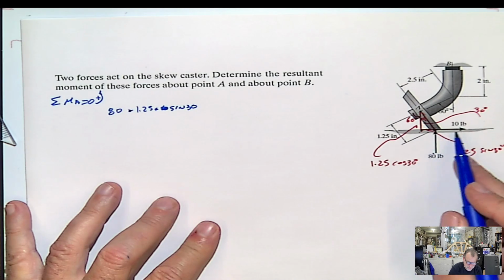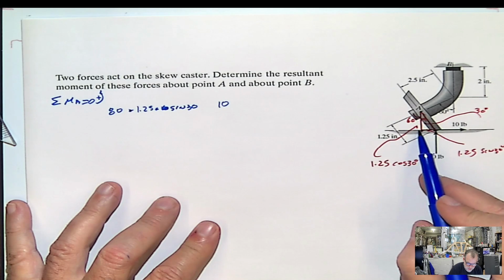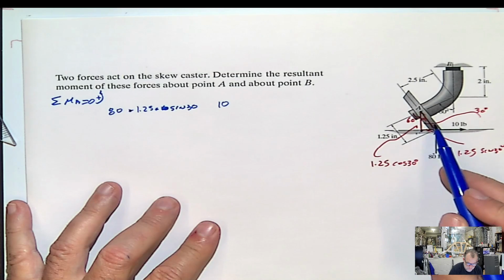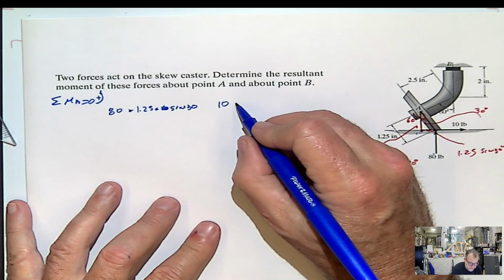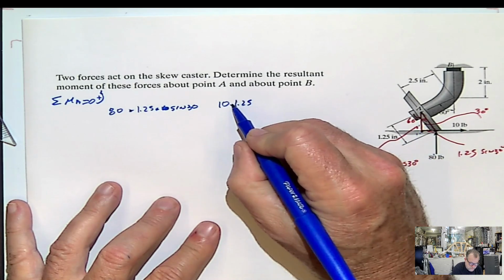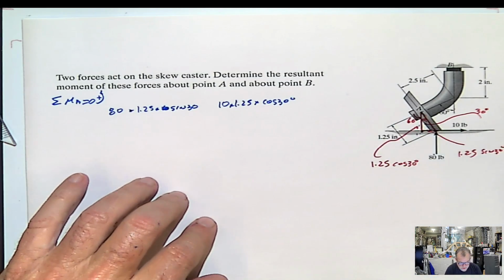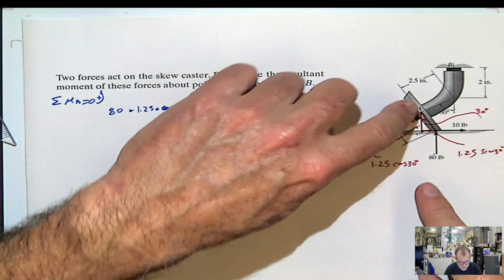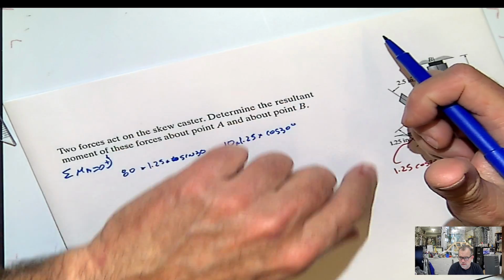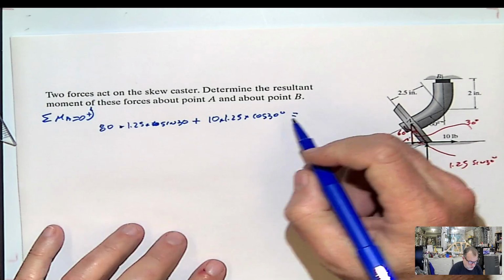For the other one, which is the horizontal force, we need a vertical distance. Vertical distance meaning this one, and that will be 1.25 cosine 30. You have it there, 1.25 cosine 30 degrees. And then you do the same thing. You apply the force, you put your finger at the point A and apply the force and see the direction of rotation. And the direction of rotation is counterclockwise, meaning positive.